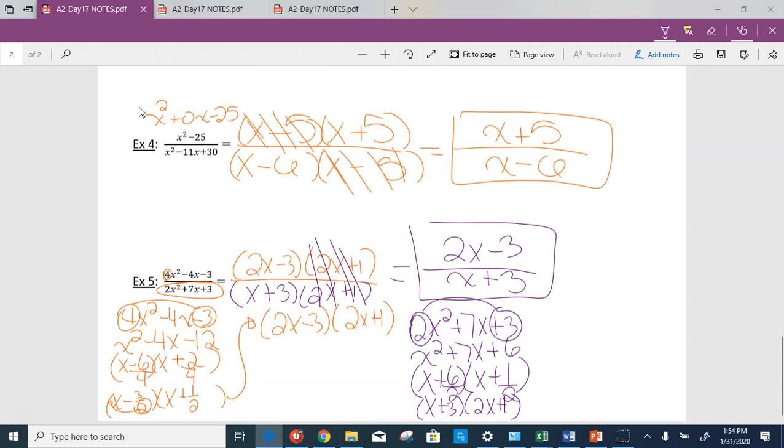So here are 5 basic examples on how to simplify rational expressions. It relies on you being able to factor and knowing the rules for factoring in order to be successful at this. So hopefully this was an easy lesson for you, and you may now go ahead and start on your day 18 homework if you understand this.